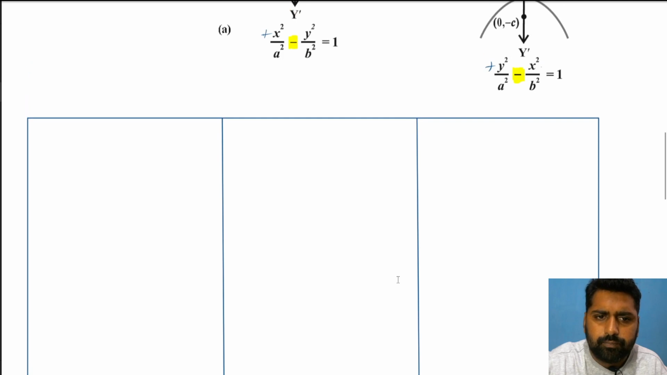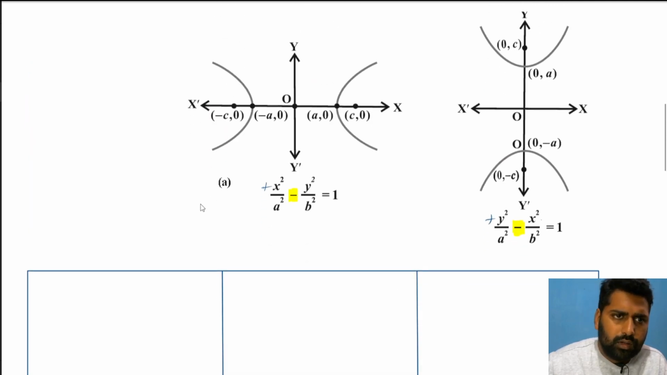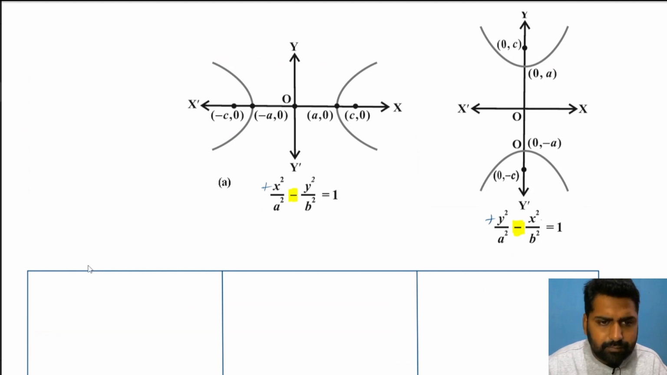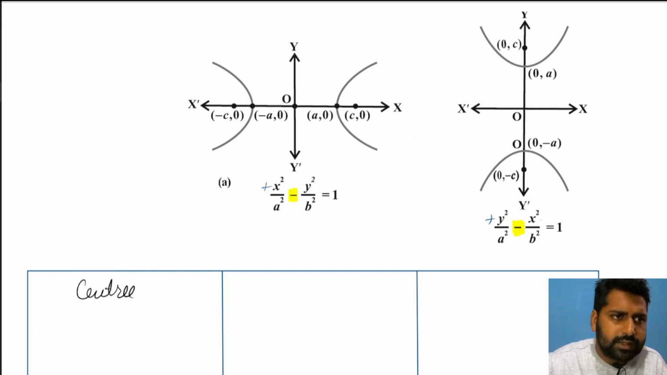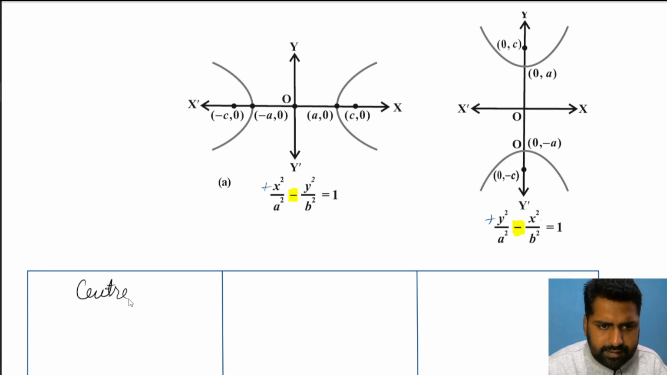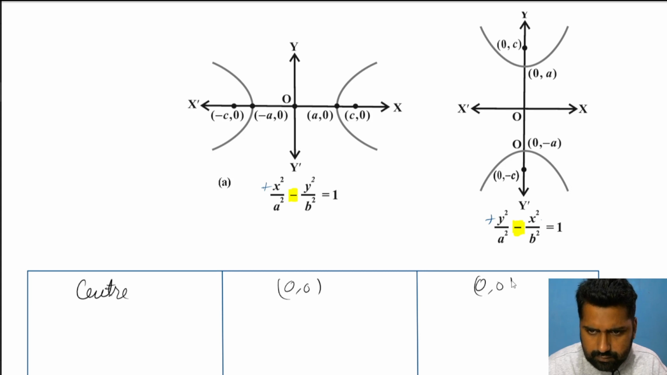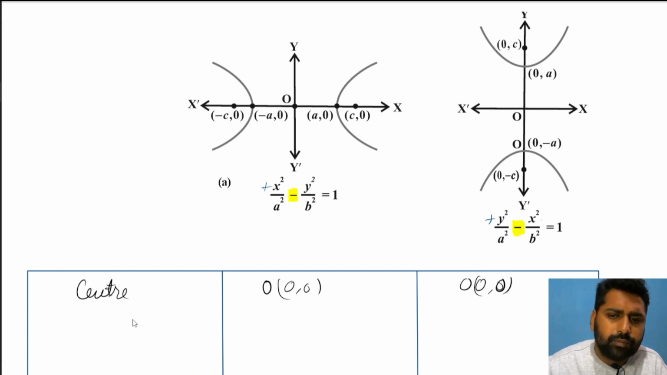Let's start. We'll talk about the same things. First is the center. So for these equations, the center is always 0, 0. O is the center basically. The coordinate is 0, 0.